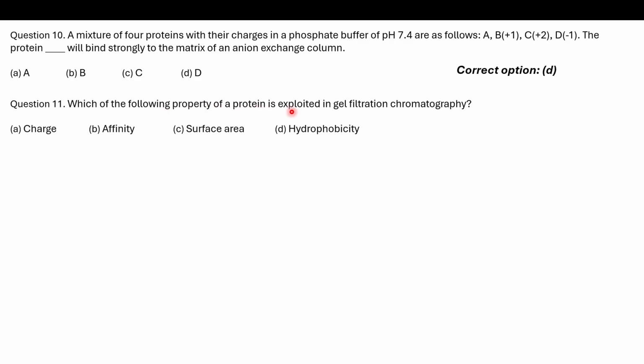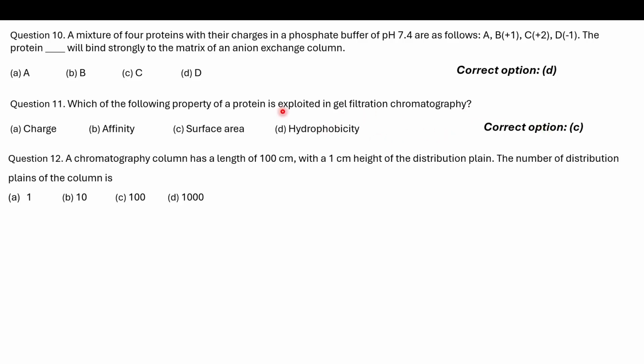Now, which of the following property of a protein is exploited in gel filtration chromatography? Yes. So what is the other name for gel filtration chromatography? Yes, yes. So it is also known as size exclusion chromatography because you separate the components based on their sizes or mainly surface area. Okay.